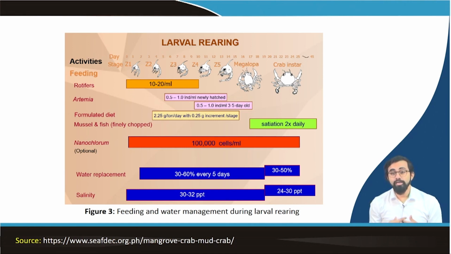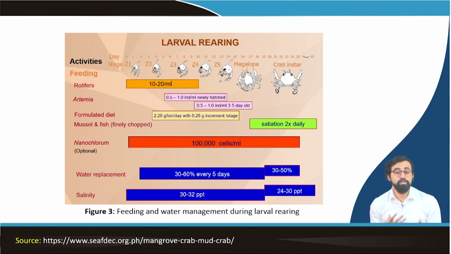They can grow very easily if rotifers are available. They can have Artemia at a certain stage, after a couple of days. They can have these Artemia, the brine shrimps, and they can grow very fast because of this animal protein. Then you can have the formulated diet, depending upon the size of your farming species. You can go for nanochrome and all.